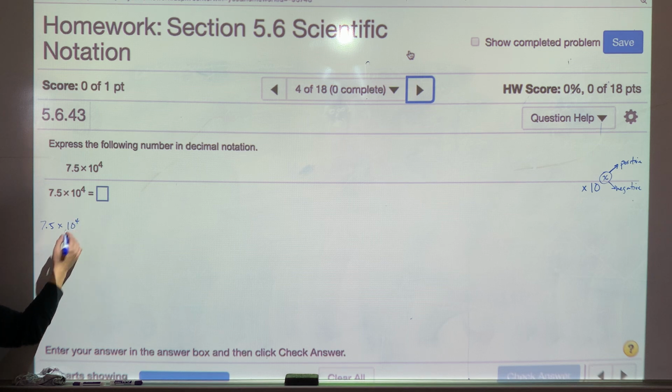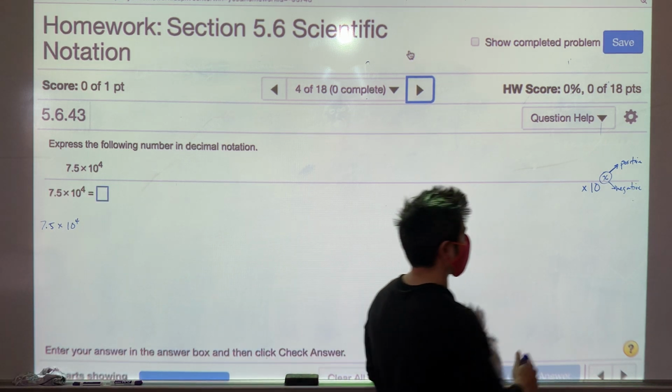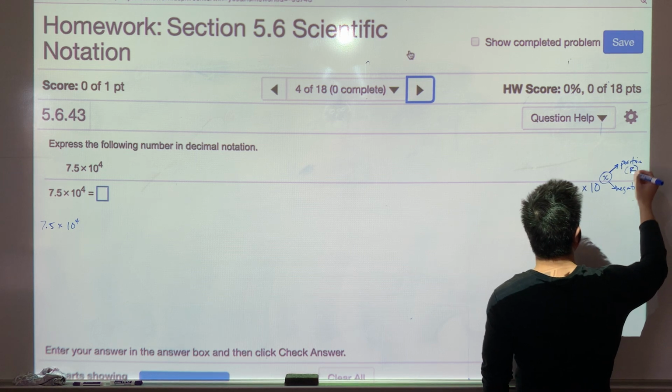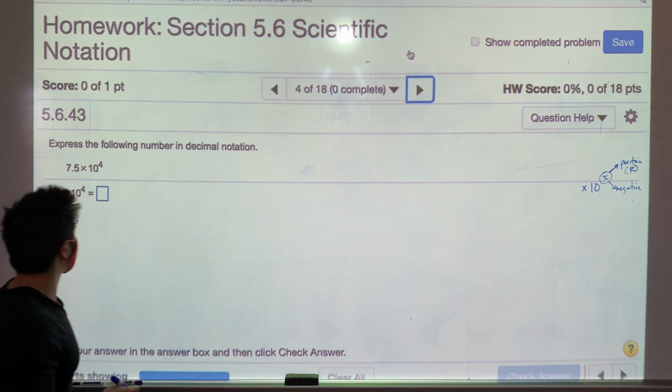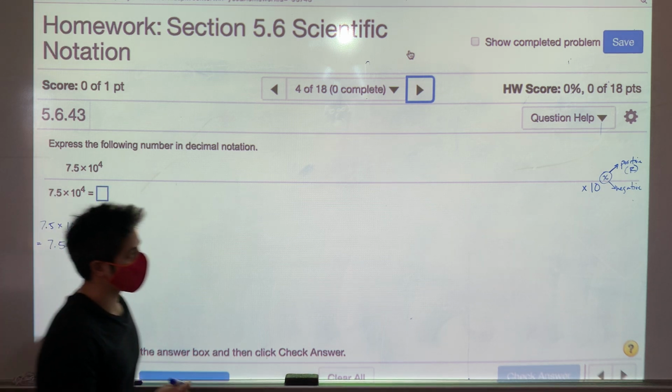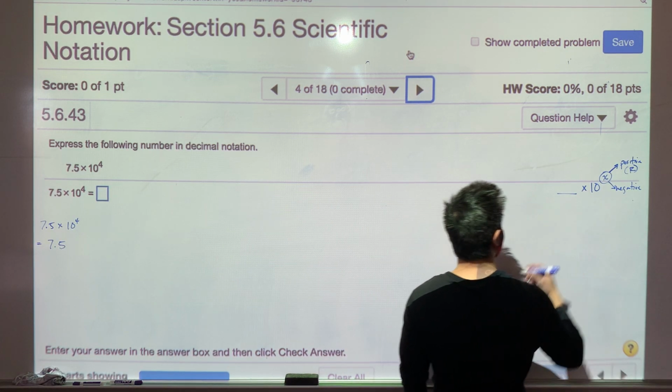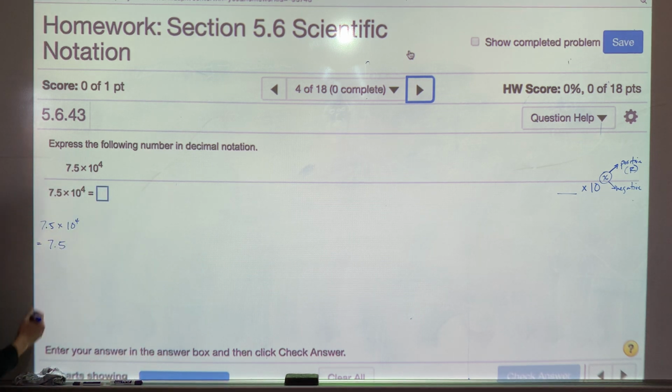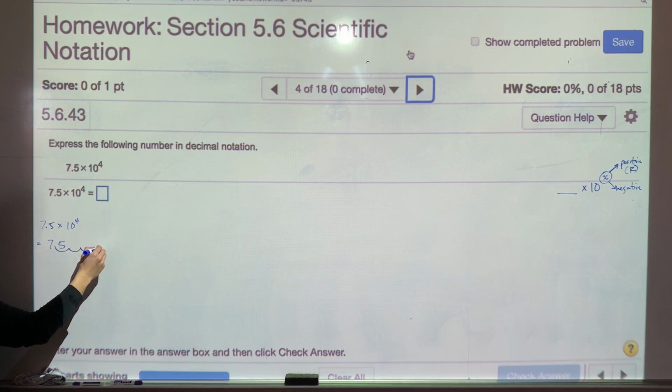So as you can see in this problem, I have 7.5 times 10 to the fourth power. Like we said, we need to pay attention to the exponent. That exponent is positive. When the exponent is positive, it means we're going to move our decimal to the right. So if I want to write this number in decimal notation, I'm going to take the number right here and move that decimal point 4 places to the right since it's positive.